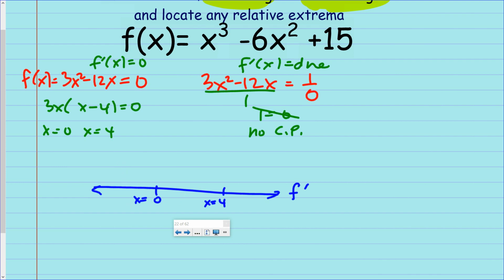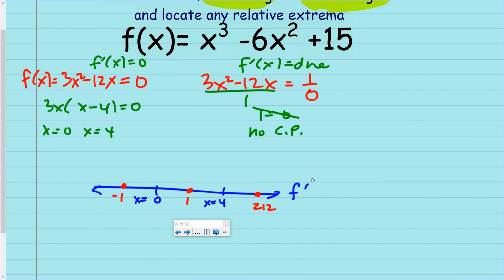Then I'm going to test the interval. So I'm going to find a good point less than 0, a good point between 0 and 4, and a good point greater than 4. What's a good point less than 0? Negative 1. What's a good point between 0 and 4? 1. What's a good point greater than 4? 2, 12. Okay, so then what you're going to do is go to your f prime.